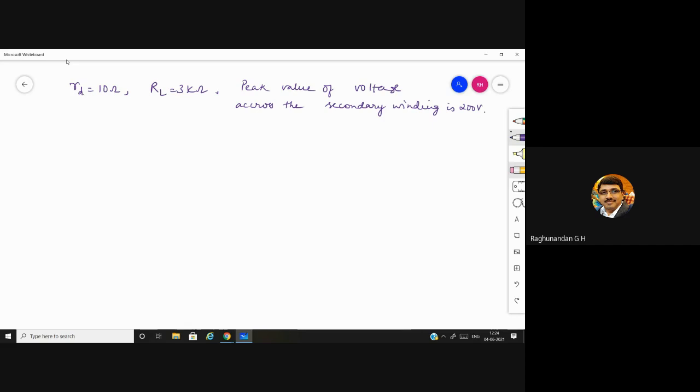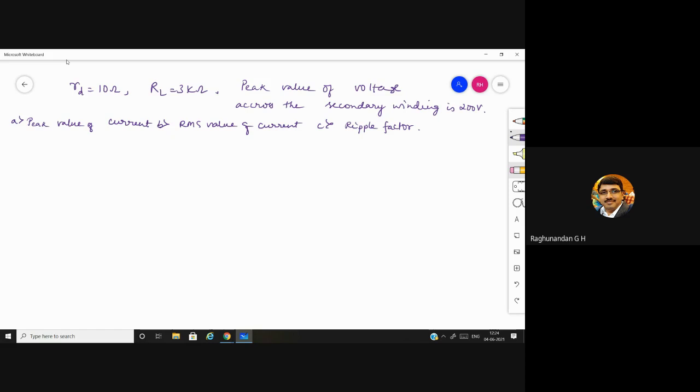Find: first one, peak value of the current. Second one, RMS value of current. Third one, ripple factor.